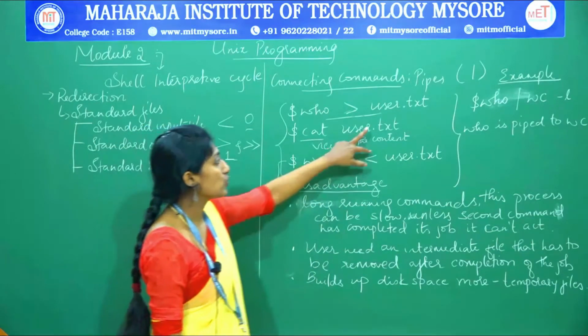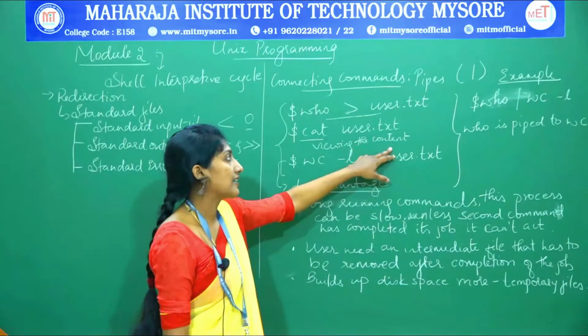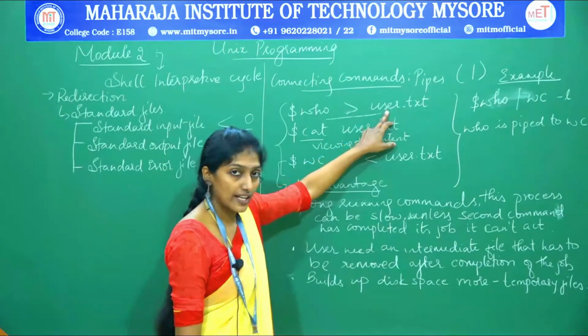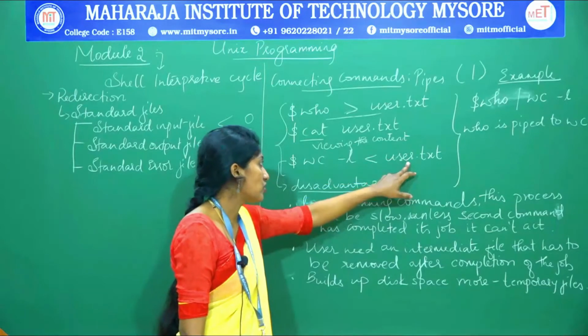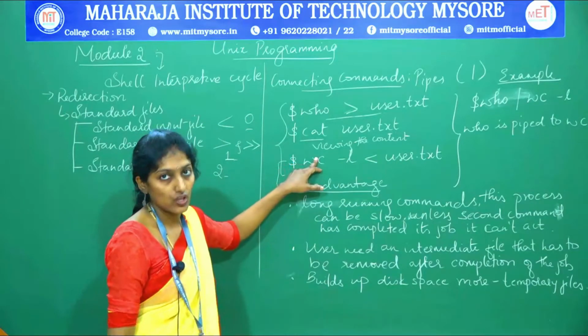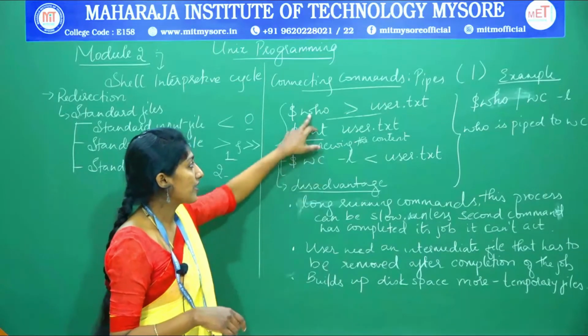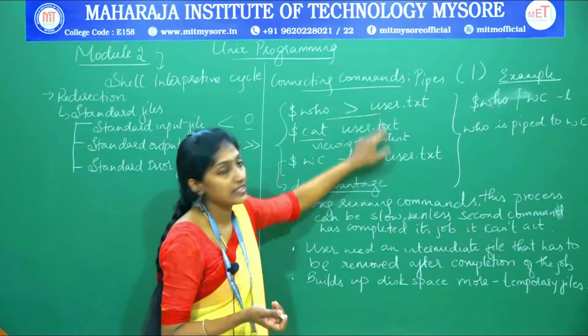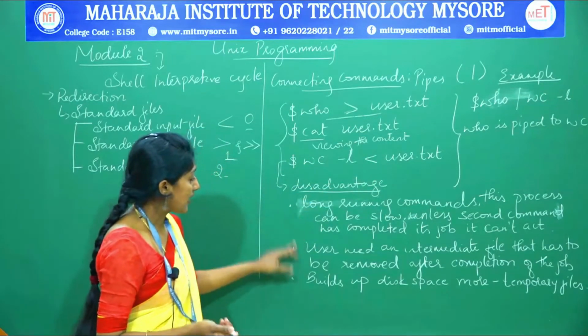It is not going to use an intermediary file for copying the output to user.text, and again getting the input from user.text to the WC command. These are the two commands I am trying to connect. But how do I connect them directly instead of using this intermediary file? So that is what I have written here.